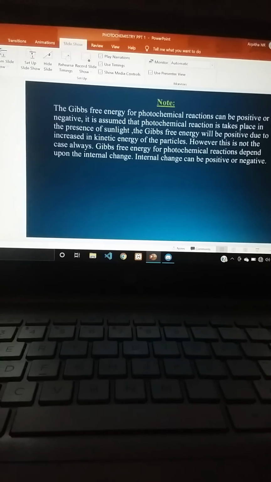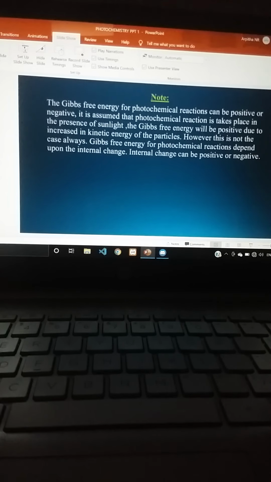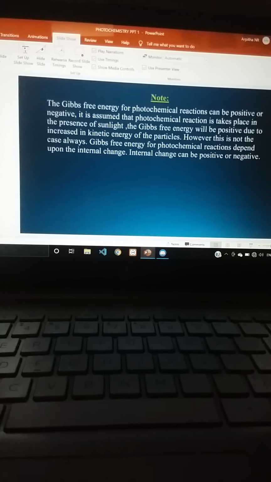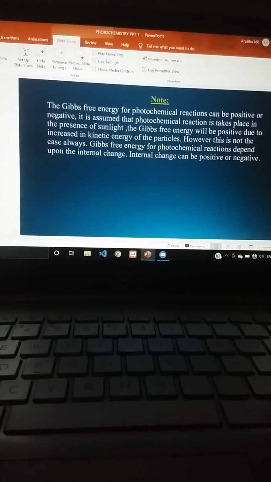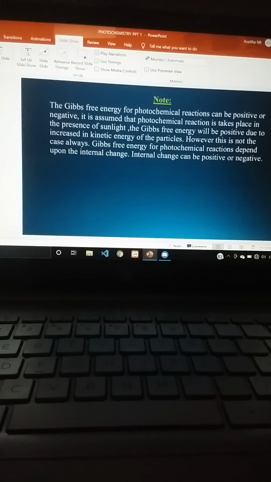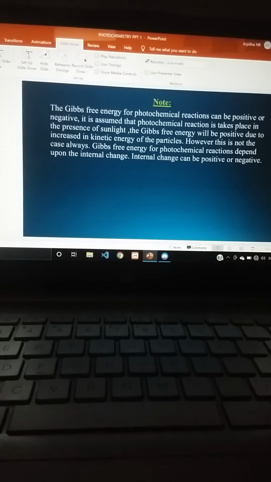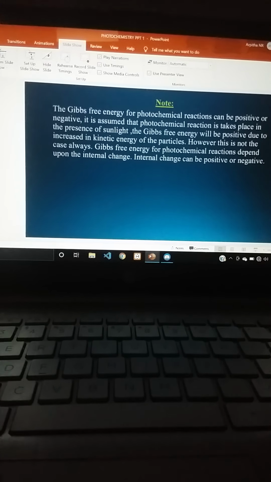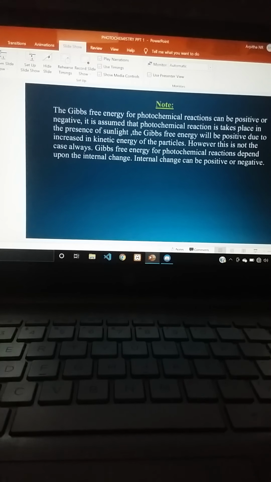The next important note is that the Gibbs free energy for a photochemical reaction may sometimes be positive or negative. It is assumed that the photochemical reaction takes place in the presence of sunlight. If the change in Gibbs free energy is positive, it is only due to the increase in the kinetic energy of the particles. However, this is not always the case.